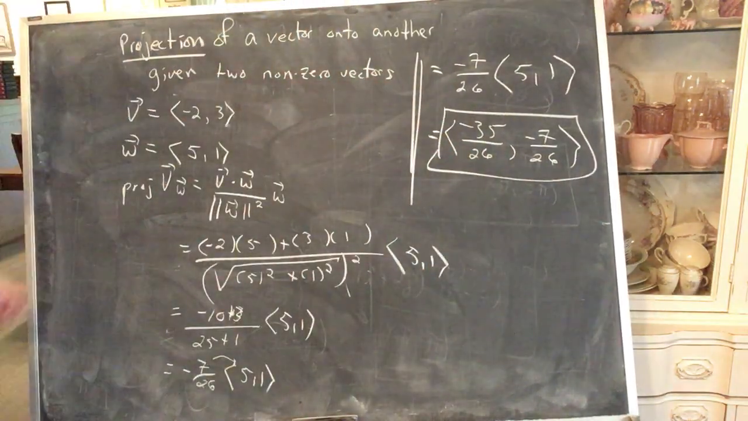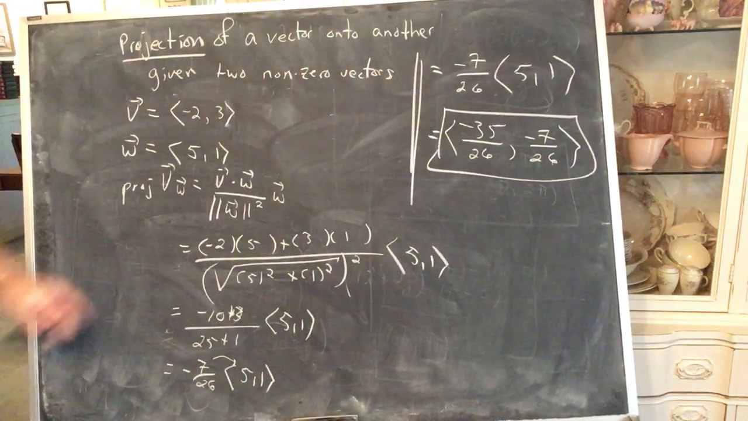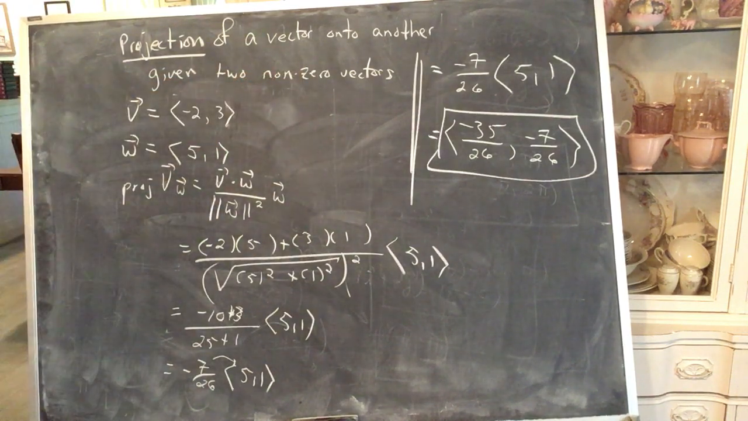So, typically, if you just randomly select two vectors, the projection vector is not going to be something nice and neat and tidy, but the computation is straightforward.